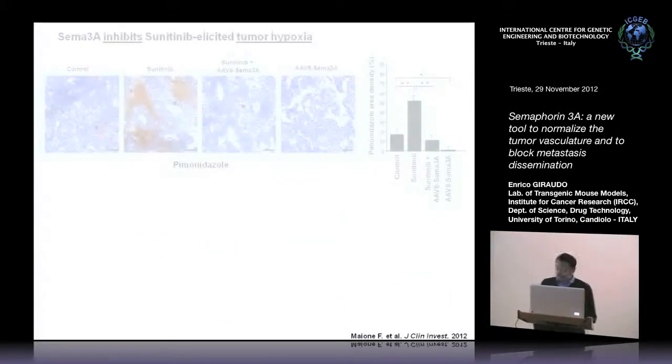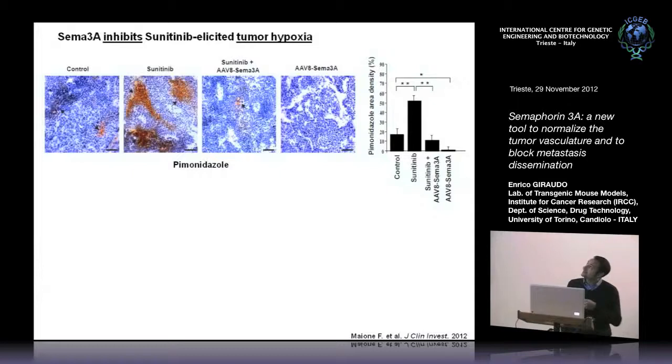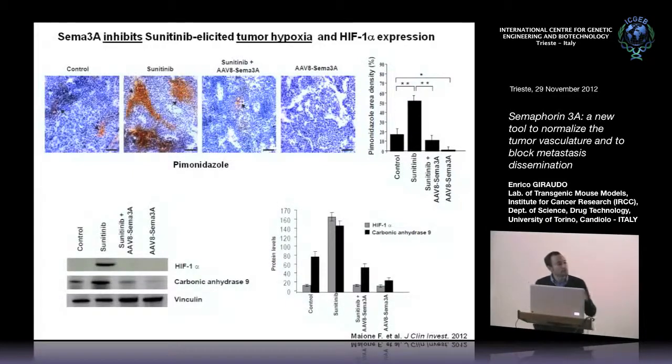What CIMA-3A does, indeed, is reduce tumor hypoxia. You can see CIMA-3A reduced the basal hypoxia as compared to control, and also the hypoxia induced by sunitinib. We checked several genes that are upregulated by hypoxia. For example, HIF-1 alpha and carbonic anhydrase 9 are upregulated by hypoxia and therefore by sunitinib, but they are completely switched off by the treatment with CIMA-3A.